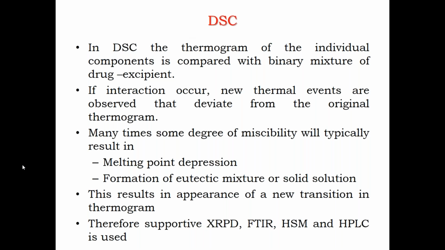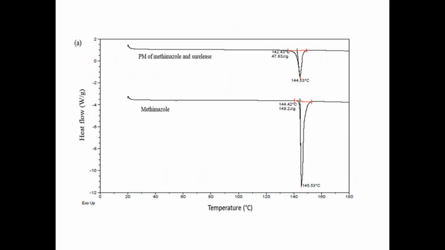So if interaction occurs, what will happen? New thermal events are observed. New thermal events means what? Some change in that graphical line, which deviates from the original thermogram. So if I have the pure drug thermogram and then the drug and excipient thermogram, I'll show you the next example. Maybe this makes you understand better.